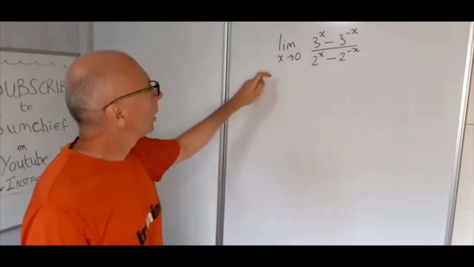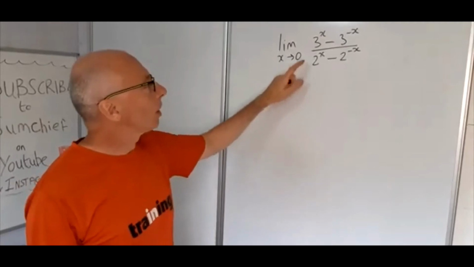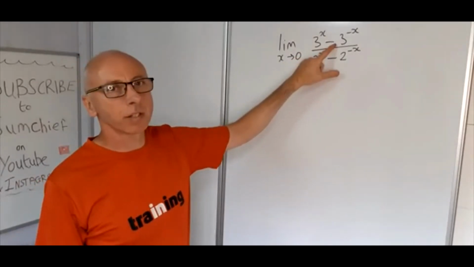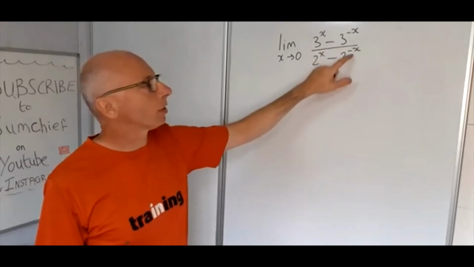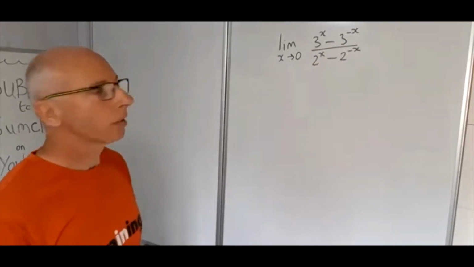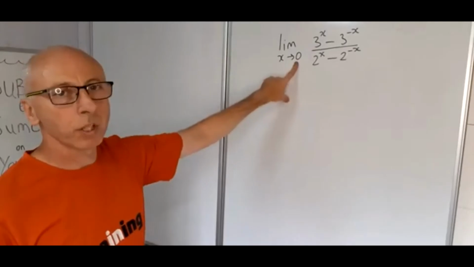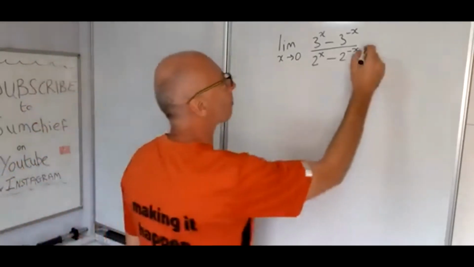So we've got a question here. Find the limit as x approaches 0 of 3 to the x minus 3 to the minus x, over 2 to the x minus 2 to the minus x. So first things first, just plug in a 0 where you see an x.